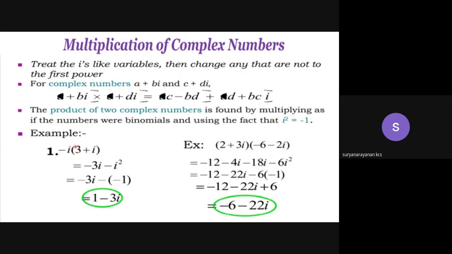So assume that the given two complex numbers are binomials, 2 plus 3i into minus 6 plus minus 2i. Just like how you multiply two binomials, use the same property here also. Understood this concept, my children? Right.